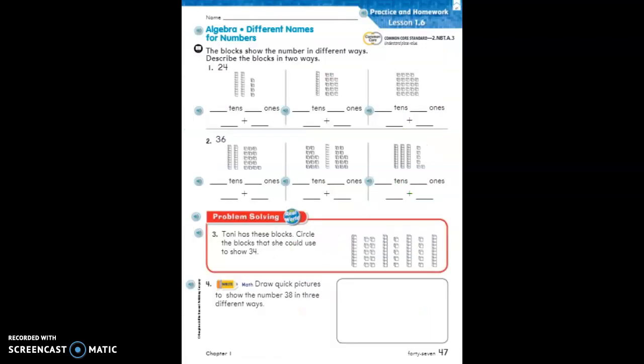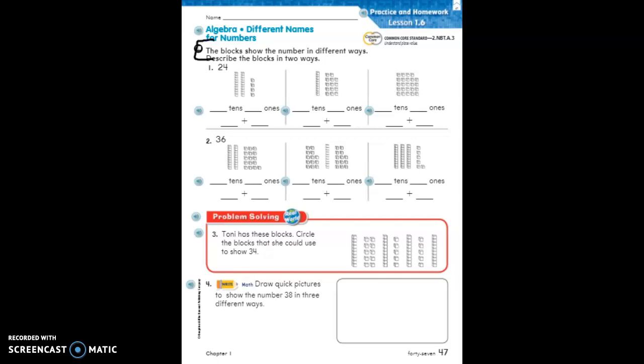All right, your next page is like the practice and homework page. This is where you're going to practice what we just did together. So you're showing the number in different ways. Well, the blocks are already there. They show the number in different ways. It says describe the blocks in 2 ways. I'm just reading the directions. So our first number is 24.